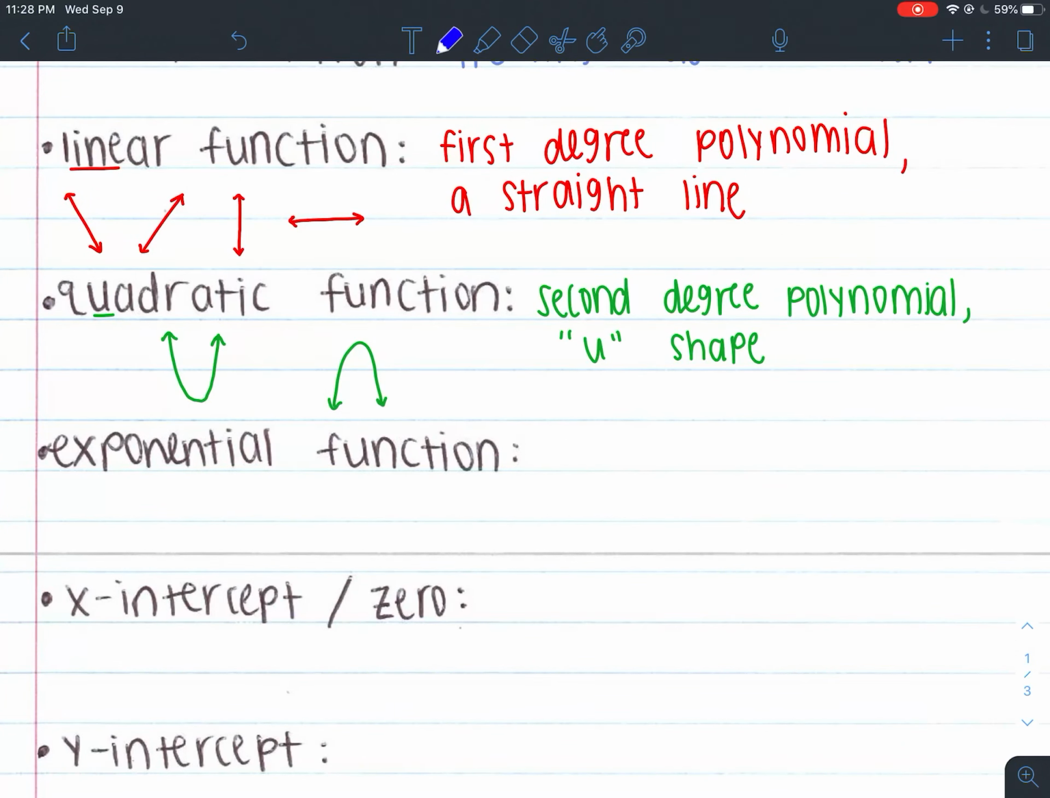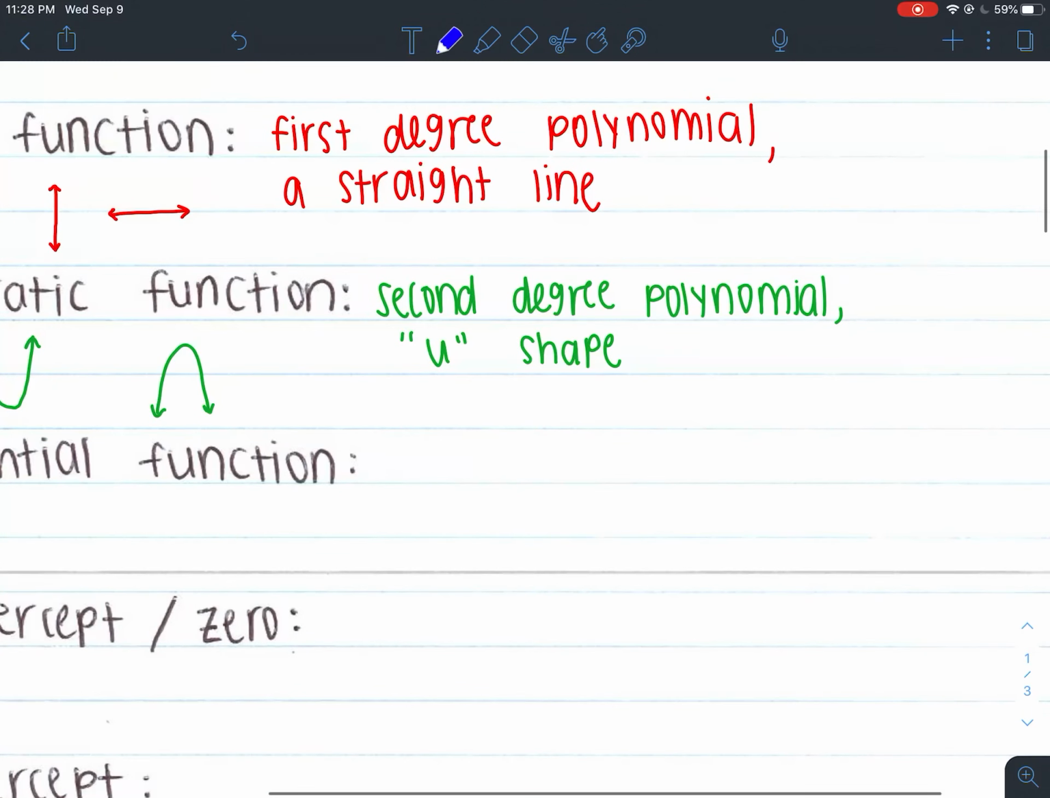All right, an exponential function. Now, it's neither a first degree or a second degree polynomial. It actually has a variable for the exponent.